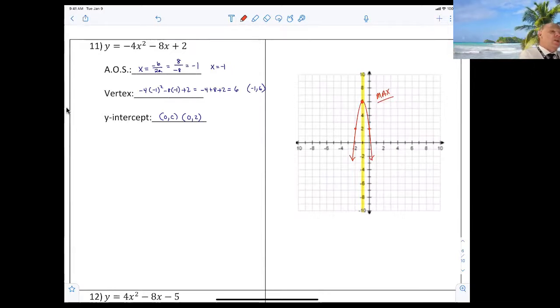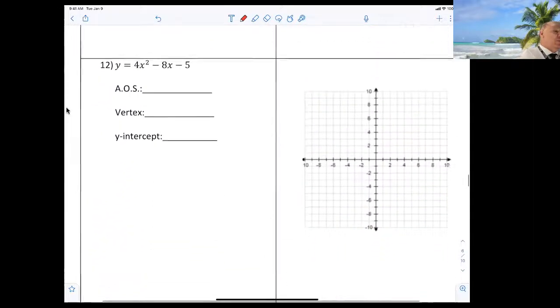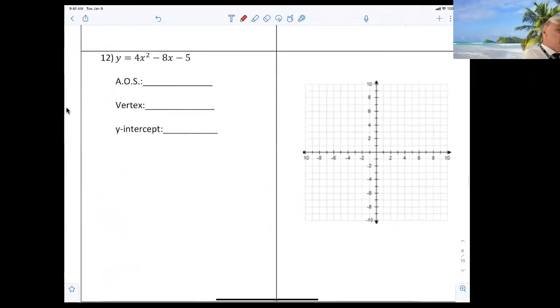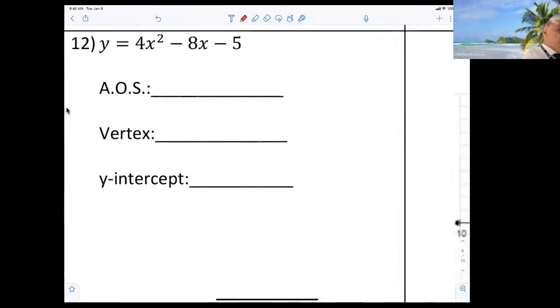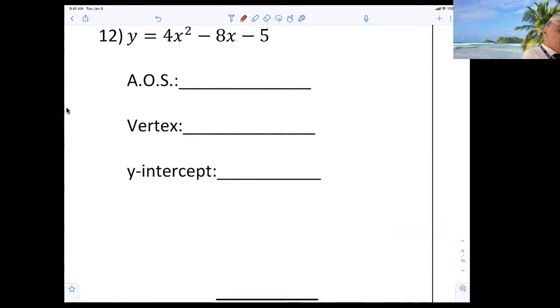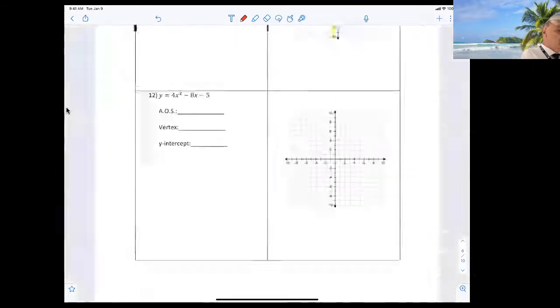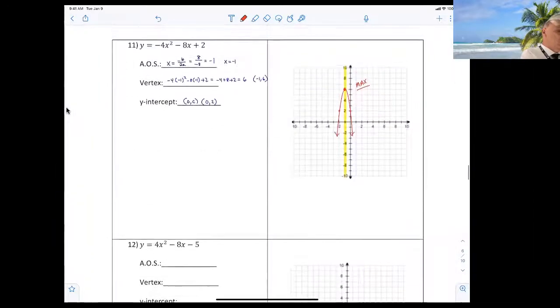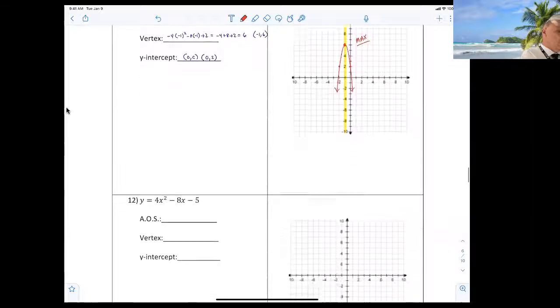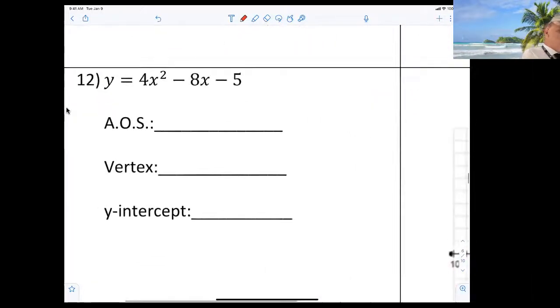All right, here we go. Let's take a look at number 12. All right, same principle. On this one, I just tried to change up the coordinates a little bit so you could see the negatives. So x equals negative b over 2a.